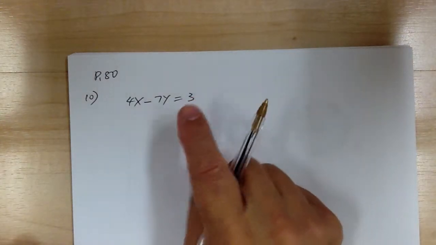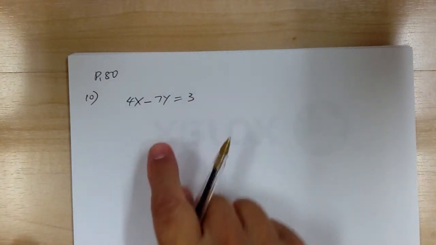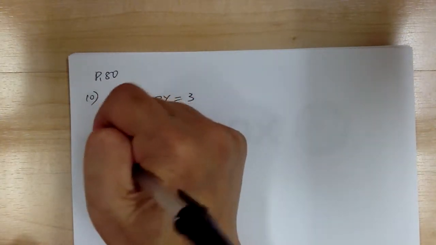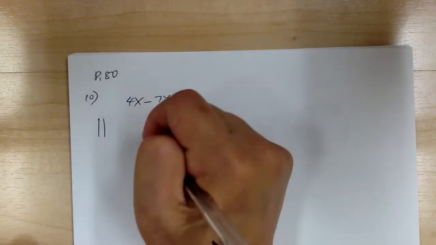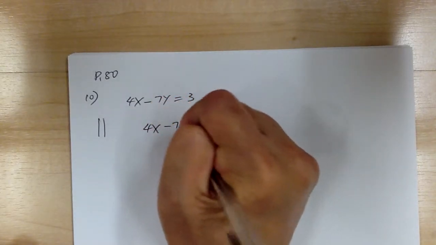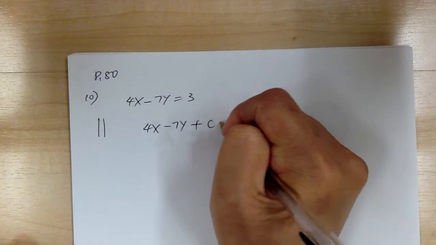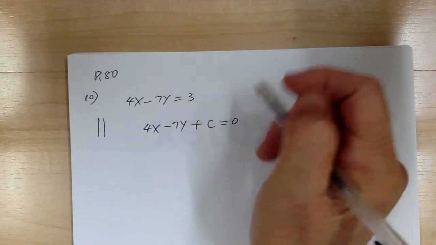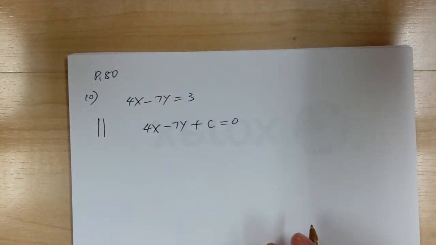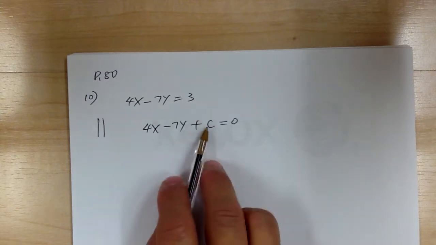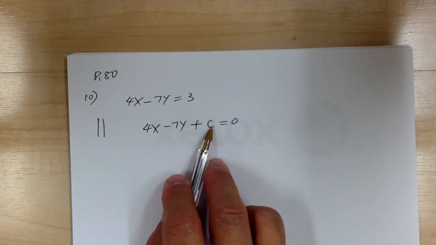So you're looking for the family of lines that are parallel to D. If it's parallel, then it's going to have the same slope. So right away, you're going to get 4x minus 7y plus c equal to 0. And that's it for number 10. Now, for this variable, you can use any letter. You can use k, you can use b, whatever letter. I'm going to just use the c.